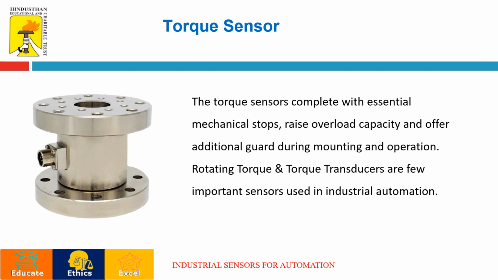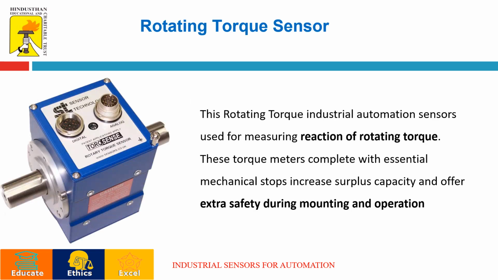Next is the torque sensor. The torque sensor is essential for mechanical stops or overload capacity during the mounting operation. We need to mount that particular component, and then we need to switch on the process, meaning the torque should be exactly the same. It is mainly considered in the CSTR, the continuously stirred tank reactor, where continuous stirring will happen, so a particular torque should always be there for the mixing purpose. Rotating torque and torque transfer are some of the important sensors used in industrial automation.